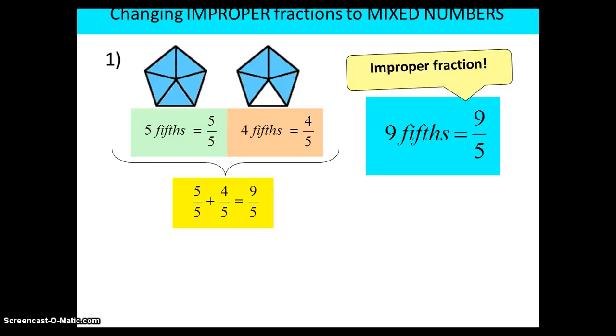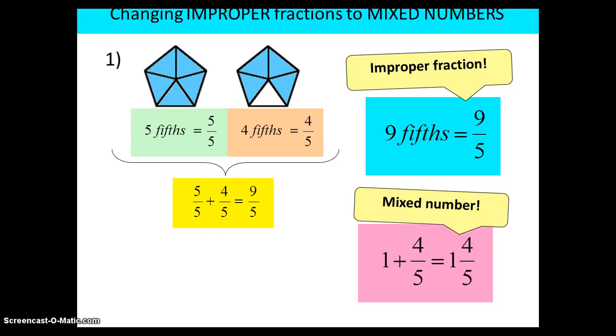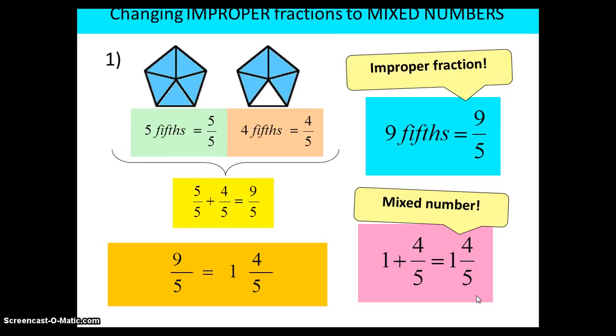Do you recall 5/5? How do you represent it as a whole number? Yes, good. 5/5 is actually 1 whole. And you have a 4/5 here. So 9/5 is equal to 1 whole and 4/5. So you have changed an improper fraction to a mixed number. So 9/5 is equal to 1 and 4/5.